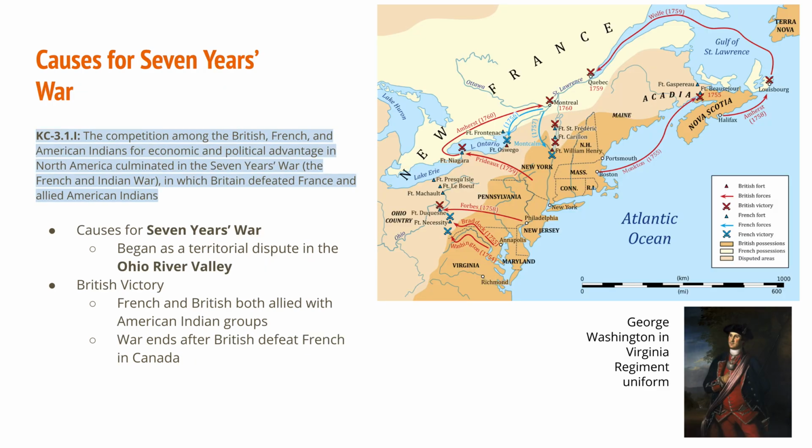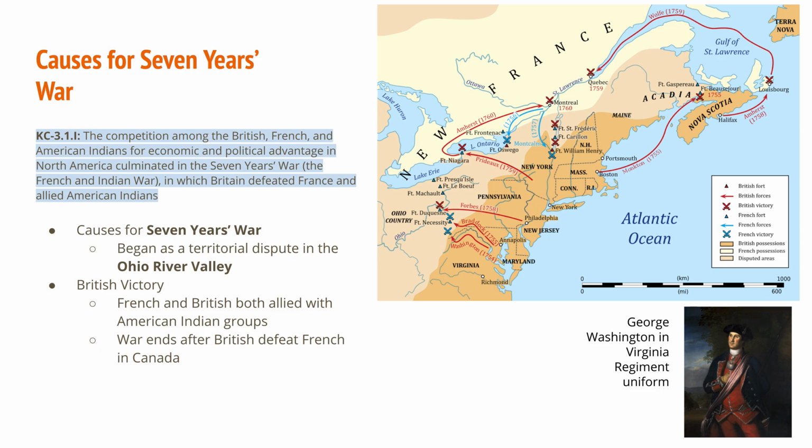And then there's the example of the stamps that the stamp tax was going to require colonists to have on all of their documents. So to begin with the 7 Years' War, the competition among the British, French, and American Indians for economic and political advantage in North America culminated in the 7 Years' War. In North America, it's sometimes called the French and Indian War, in which Britain defeated France and allied American Indians.